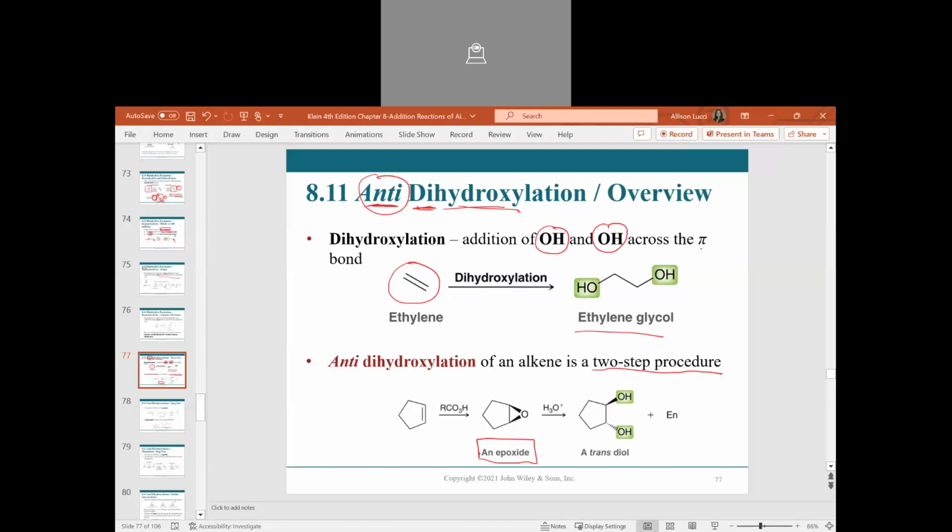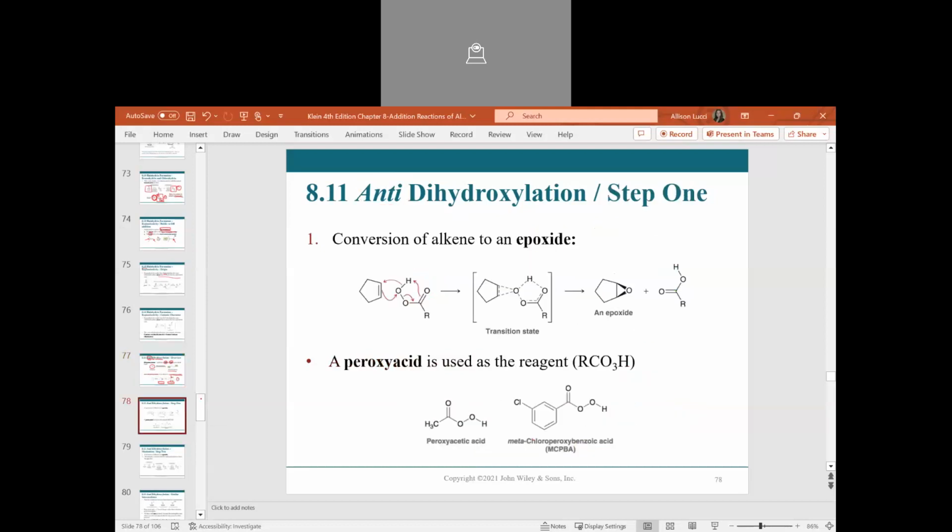which we'll talk about in a subsequent chapter. And our product that results in the second step is a trans-diol. We can see that the trans comes from the fact that one of the hydroxyl groups is on a dash and the other one is on a wedge. And of course, we'll see the enantiomer as well as a product. So let's take a look at these steps in more detail.